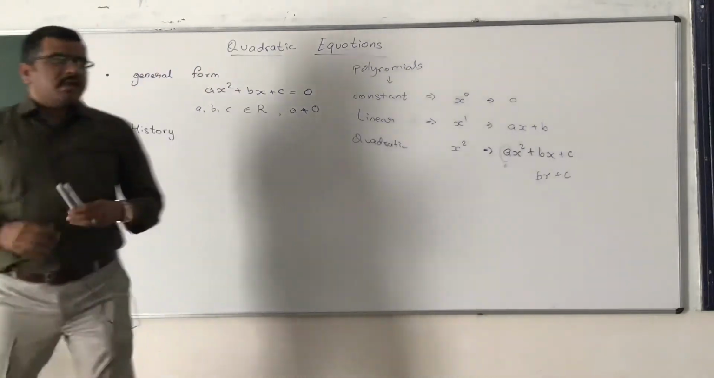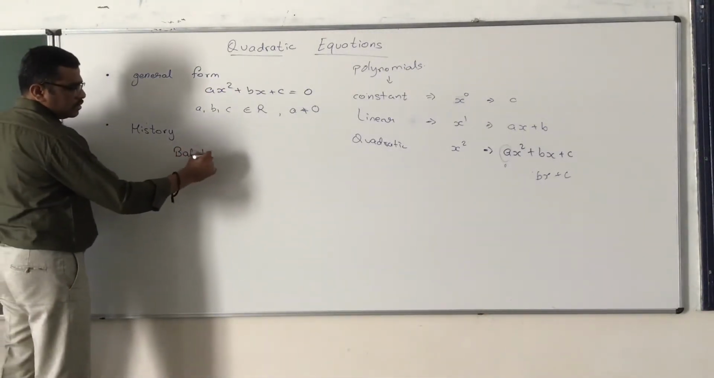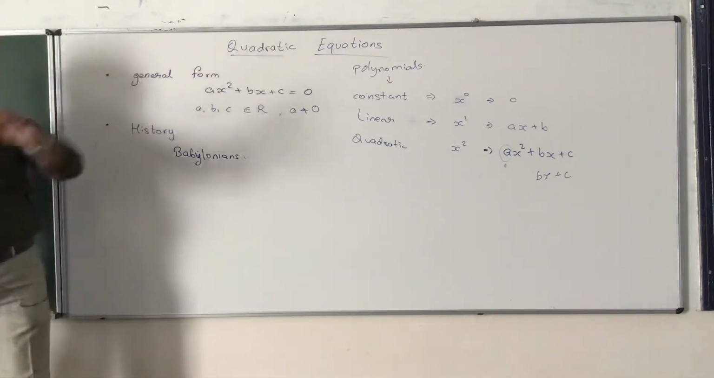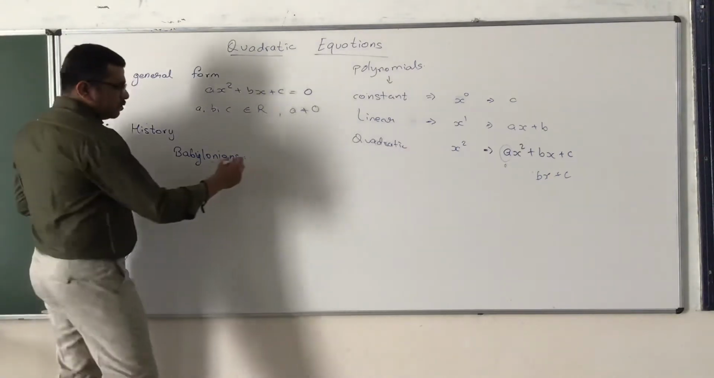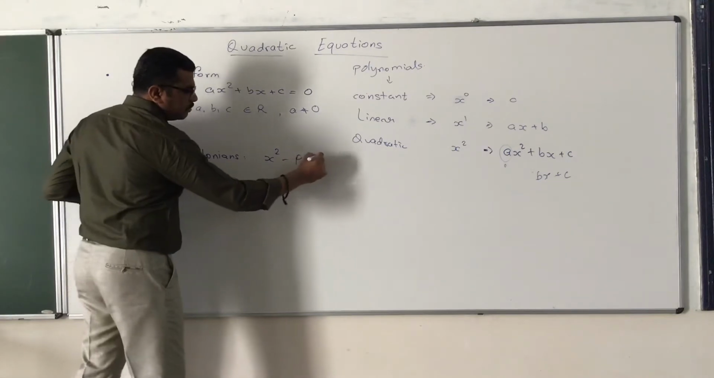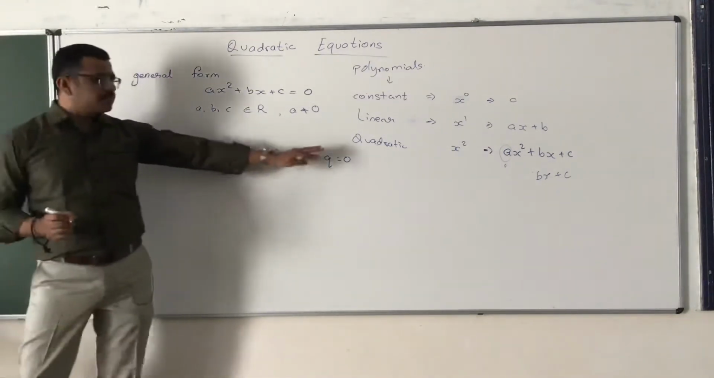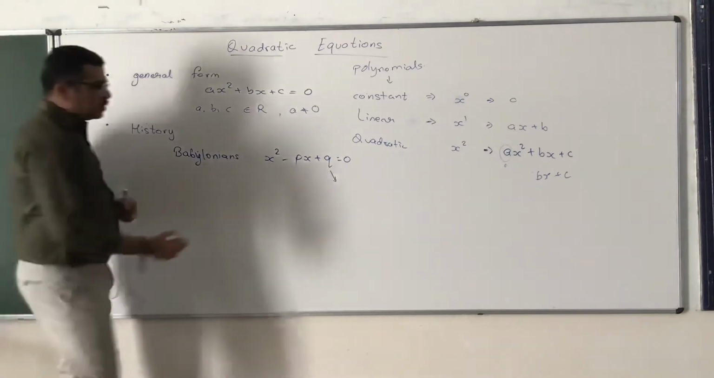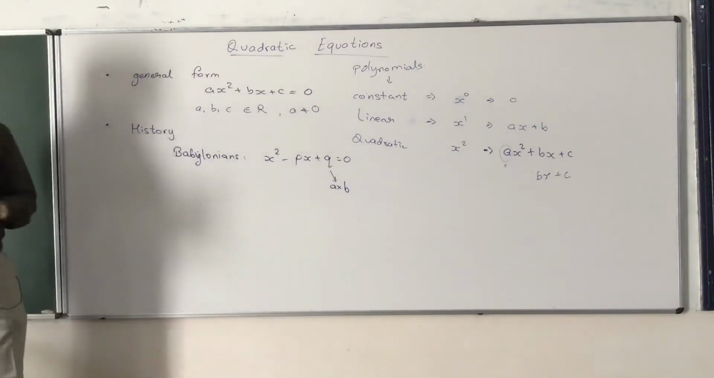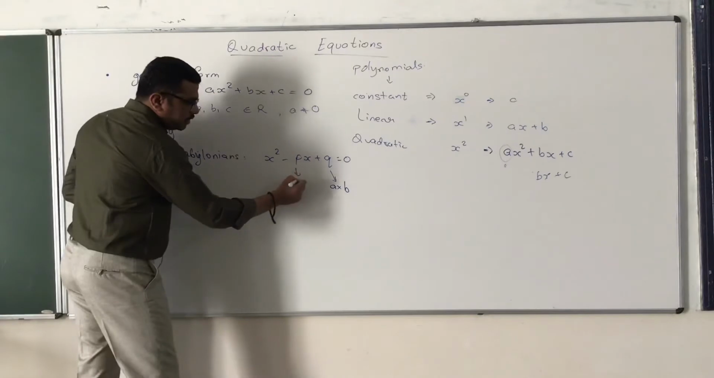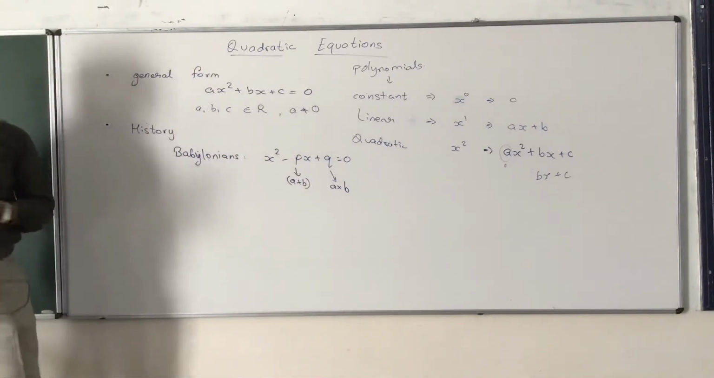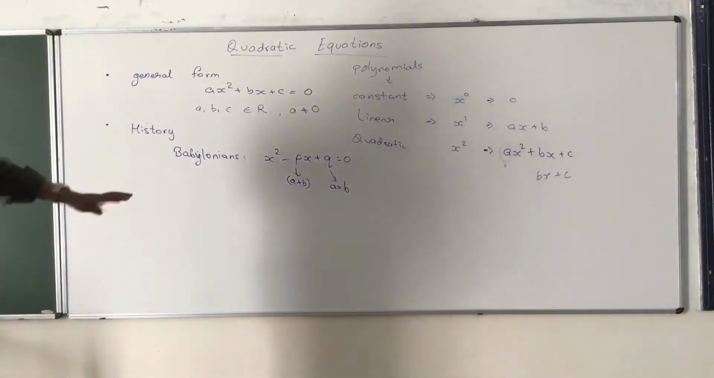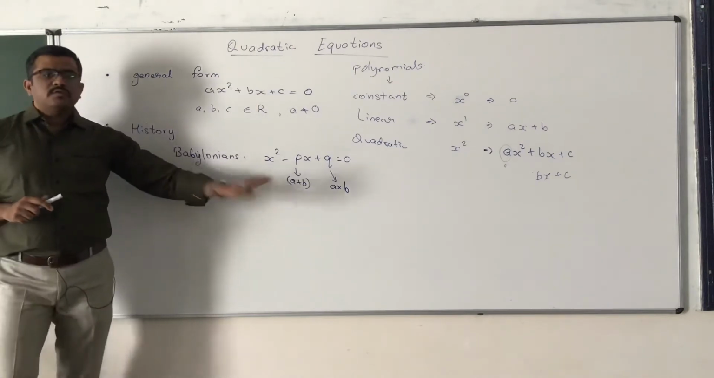It is believed that Babylonians were the first to study and solve quadratic equations, and the method they used was for solving an equation of the form x squared minus px plus q. They were able to find two positive numbers whose product is the constant term q of the equation, and the sum of these numbers is the coefficient of the middle term x. We are going to study this method in detail while solving quadratic equations. So it is believed that Babylonians were the first to solve quadratic equations using this method.